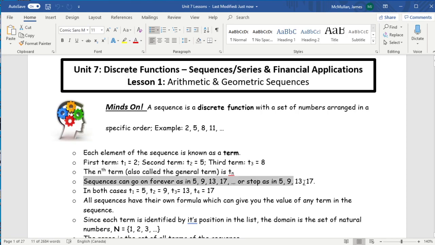Some sequences go on forever, or some stop, depending on if they end with the ellipsis or not.